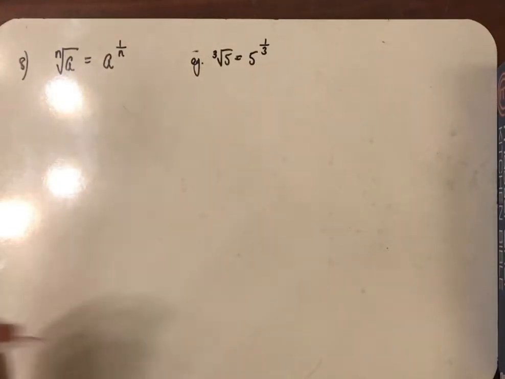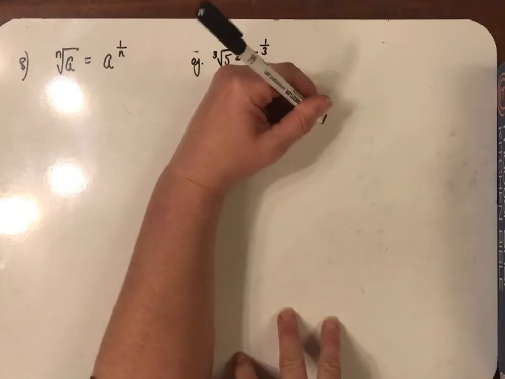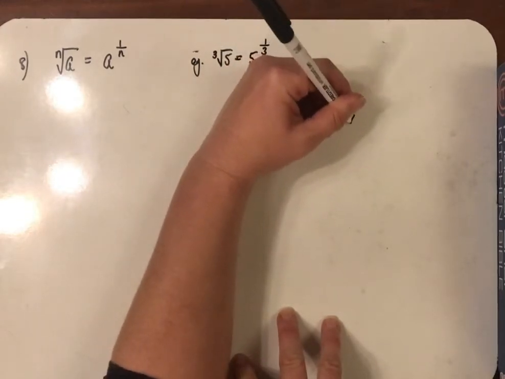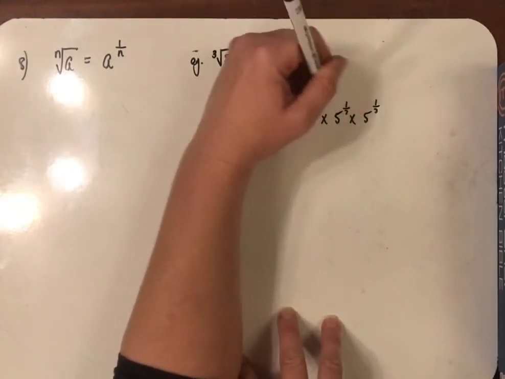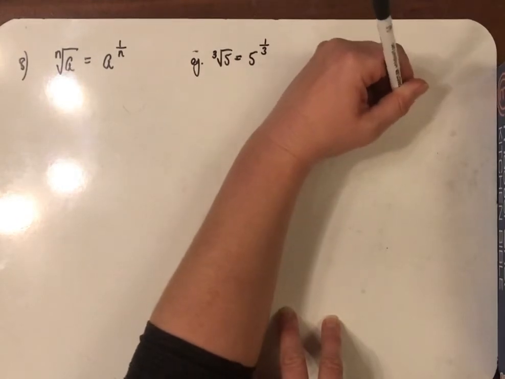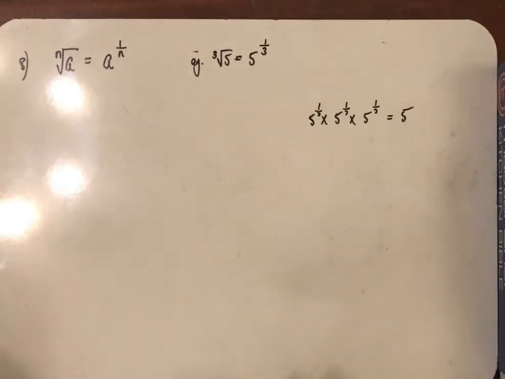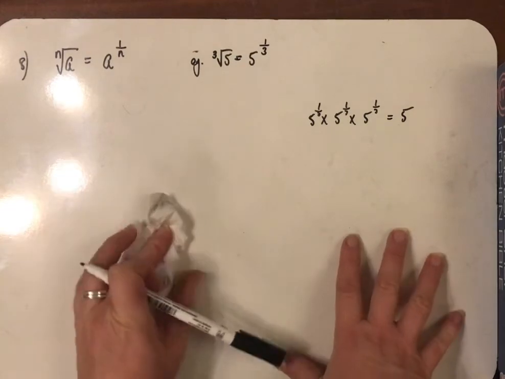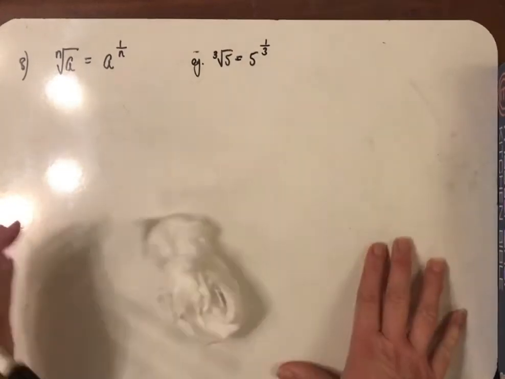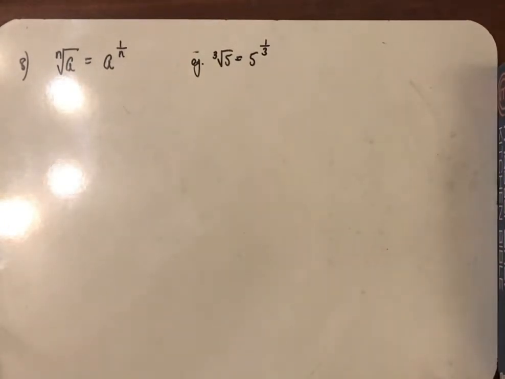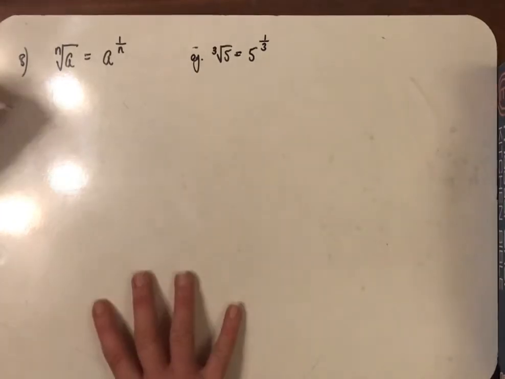And if you do 5 to the third times 5 to the third times 5 to the third, you add your powers to get 1, and then you get 5, which is what you expect for a cube root. So I want you to do some non-calculator work on this to start with, please. I'll go for a few examples.